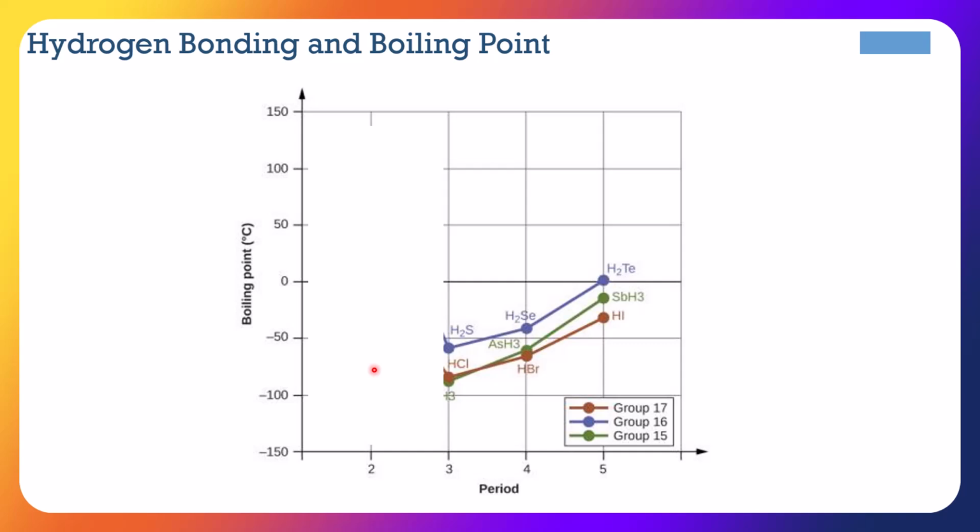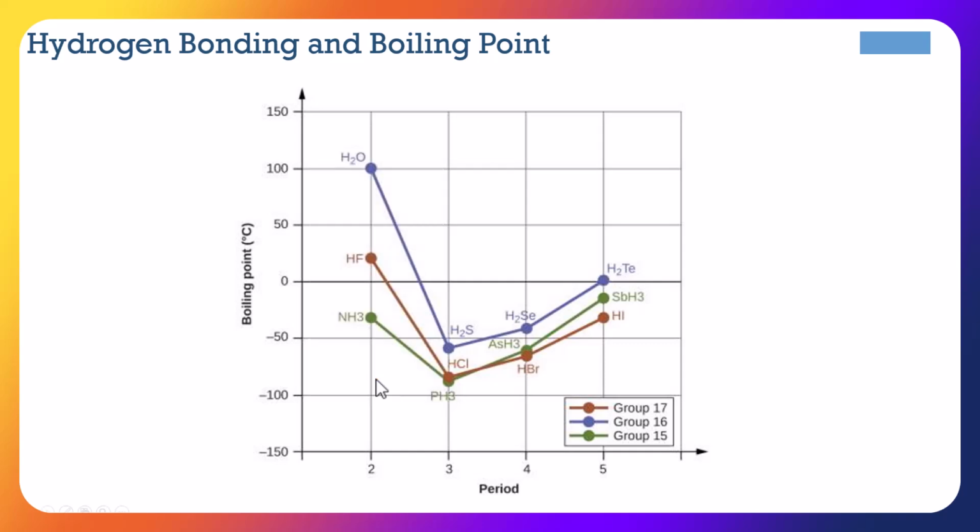But that's not the boiling point of water. What is the boiling point of water? Oh, it's way up here, right? It's 100 degrees Celsius. So why in the world would the boiling point for water jet way up here, so high, when the trend is smaller, lower, smaller, lower? Why is it not smaller and lower?